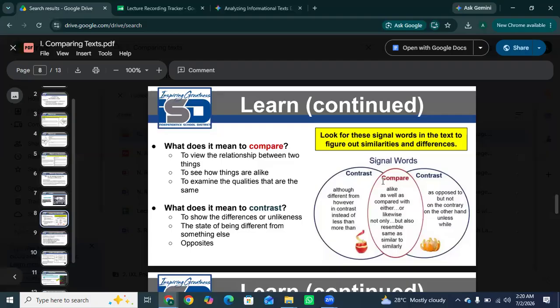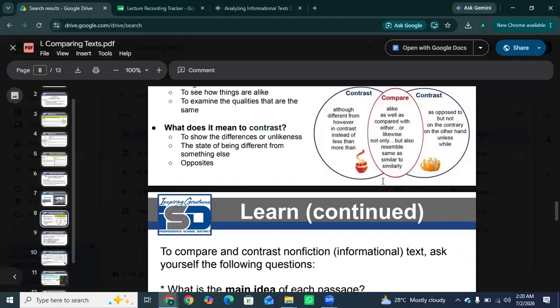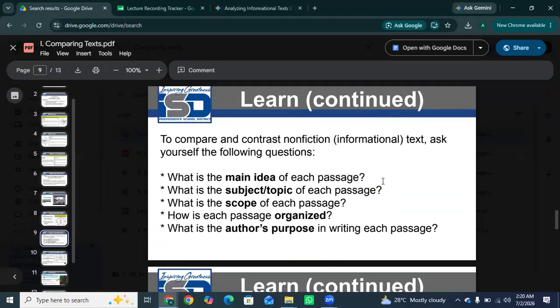Now, the signal words for compare and contrast. Words like alike, same as, similar to, and likewise tell you things are the same. And words like however, in contrast, on the other hand, and different from tell you things are different. So to compare and contrast non-fiction text, ask yourself the following questions. What is the main idea of each passage?